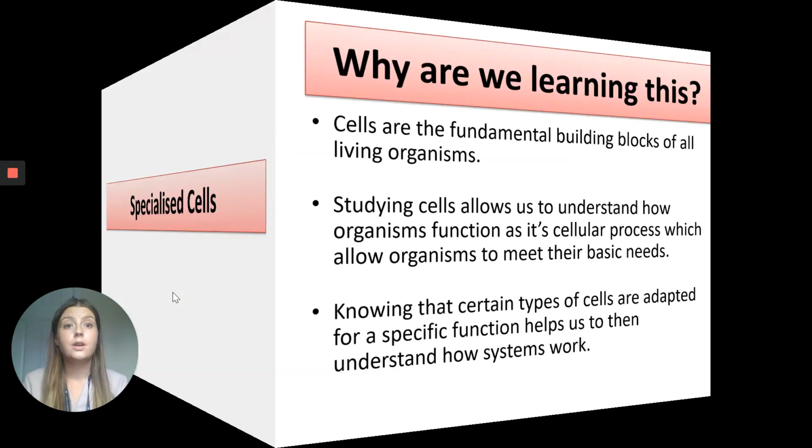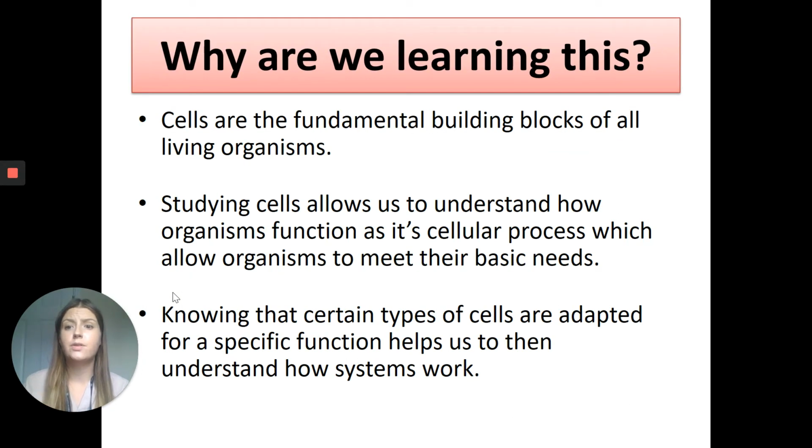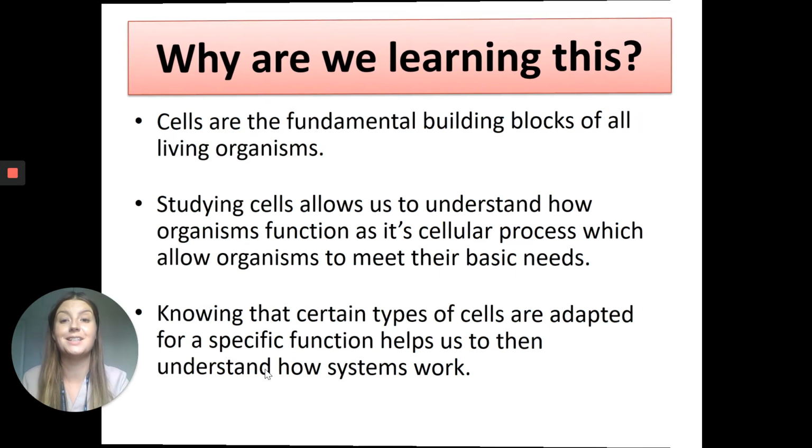Okay, so we've looked at the first 2 points in quite a lot of detail in the other videos, but the third one, knowing that certain types of cells are adapted for a function, helps us then understand the greater picture of how that particular system works. So for example, understanding how cardiac muscles are differentiated might give us an understanding of how the heart works and the circulatory system. So it's really important that we understand how each individual cell is adapted so that we can then figure out how it works in the bigger system.